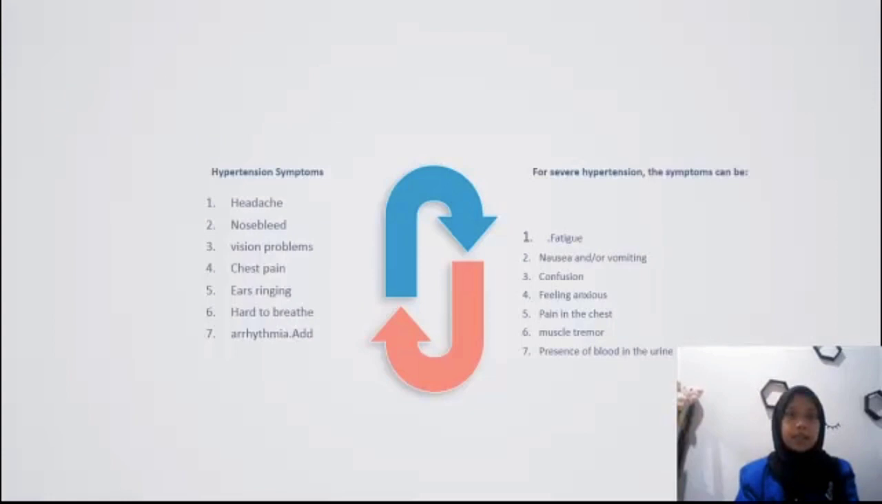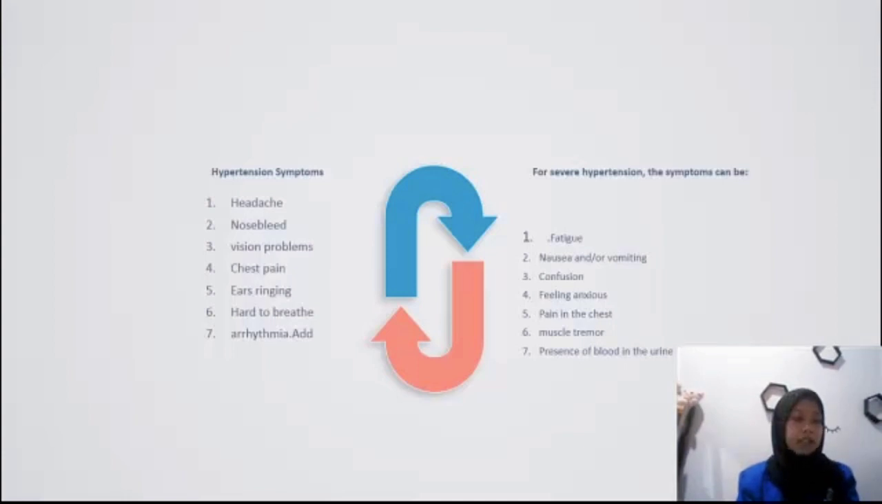Hypertension symptoms. 1. Headache. 2. Nosebleed. 3. Vision problems. 4. Chest pain. 5. Difficulty breathing. 6. Arrhythmia.